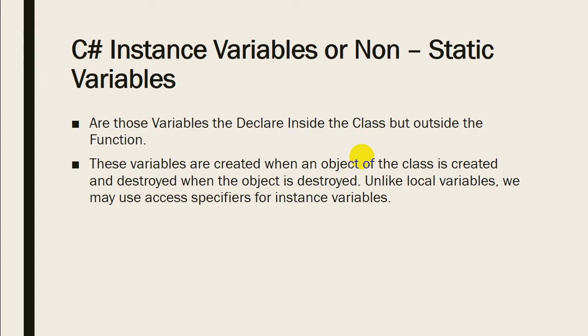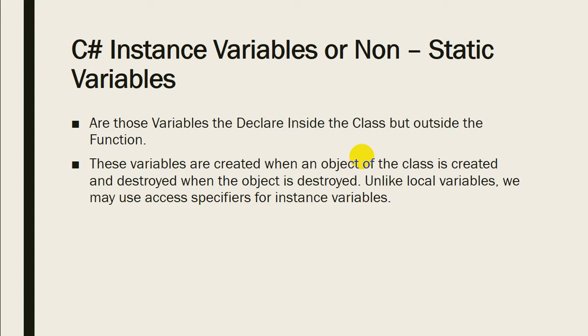So this topic is also related to the variable scopes. Instance variables are those variables that are declared inside the class but outside the function. And these variables are accessed inside any function that is included in the same class. So in the same class, any function can access these variables. And these variables are created when the object of the class is created and destroyed when the object is destroyed.